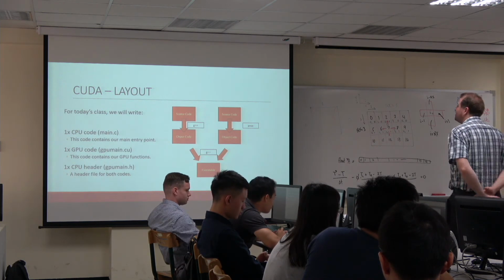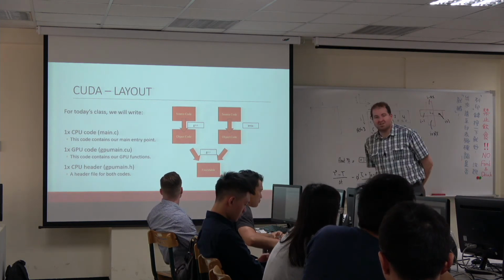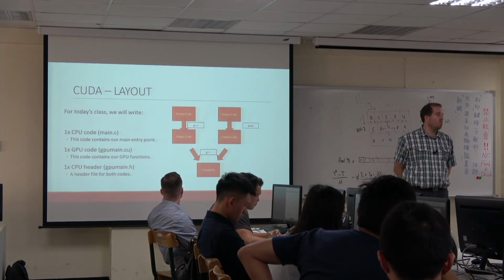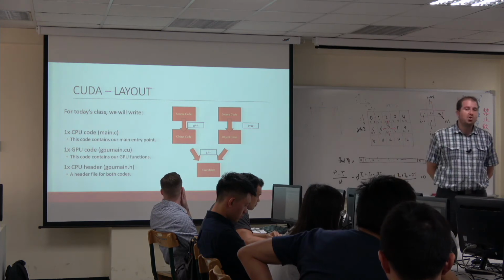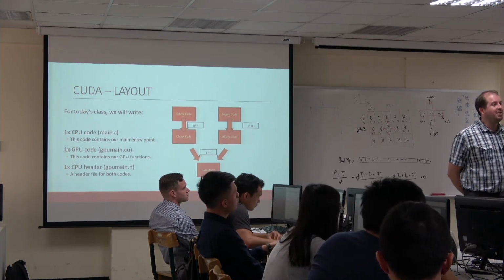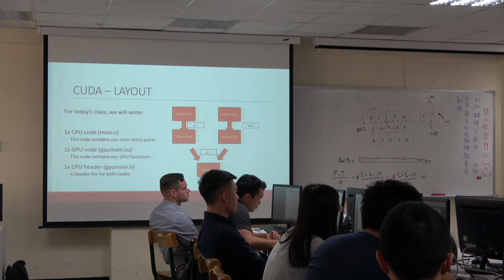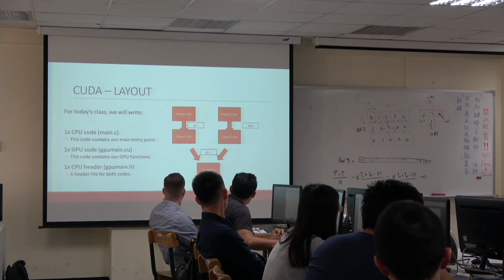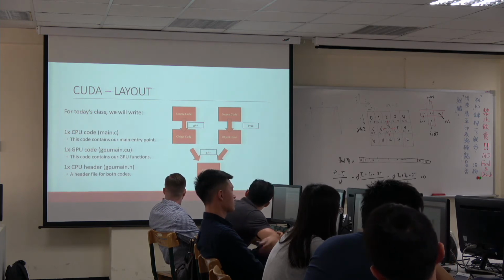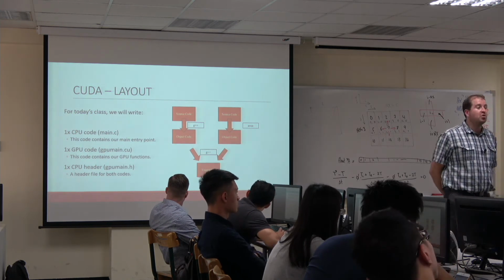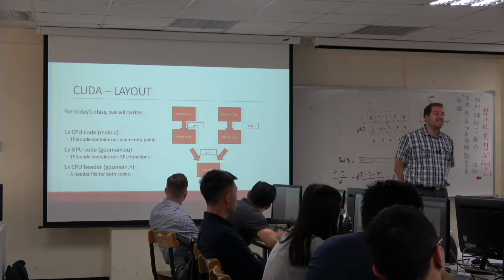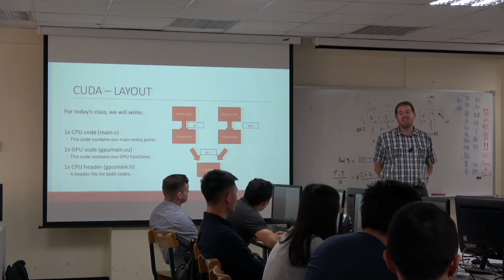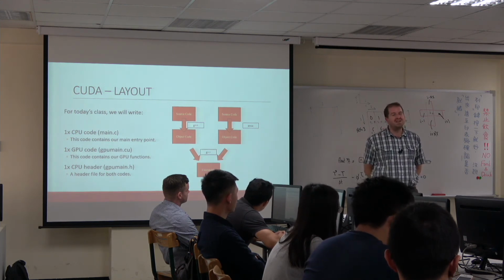So, today's class, we're going to create a single executable. That executable is going to be comprised of 3 files. One header file, one CUDA file, and one CPU file. So that CPU file will be called main.c. Our GPU code today will be GPU main.cu. CU for CUDA. Before you ask, yes, every CUDA code must end in .cu. If it does not, NVCC gets very upset.